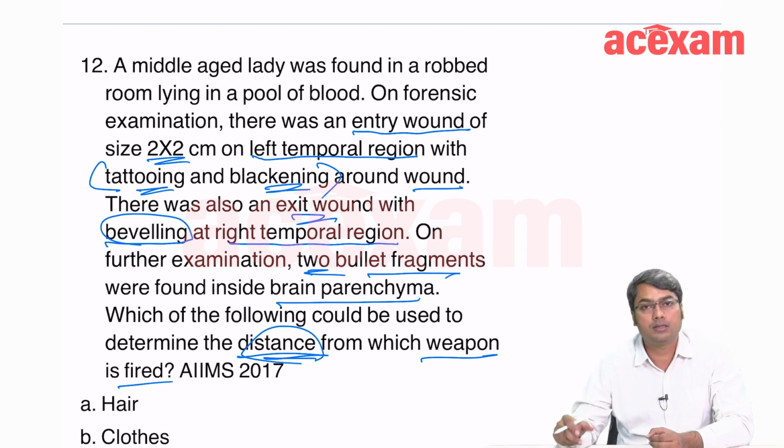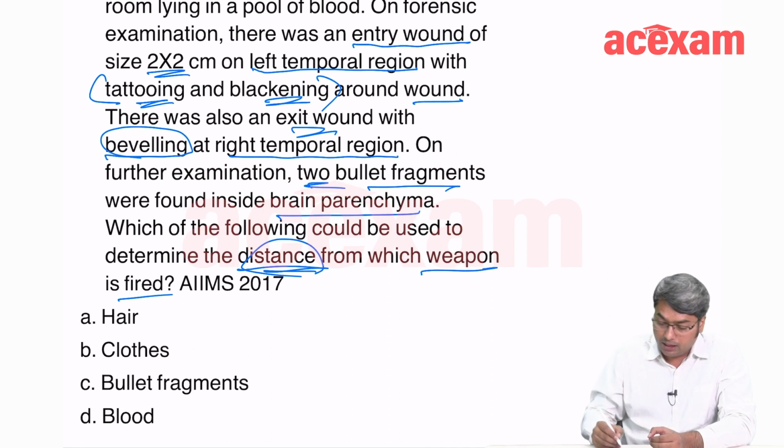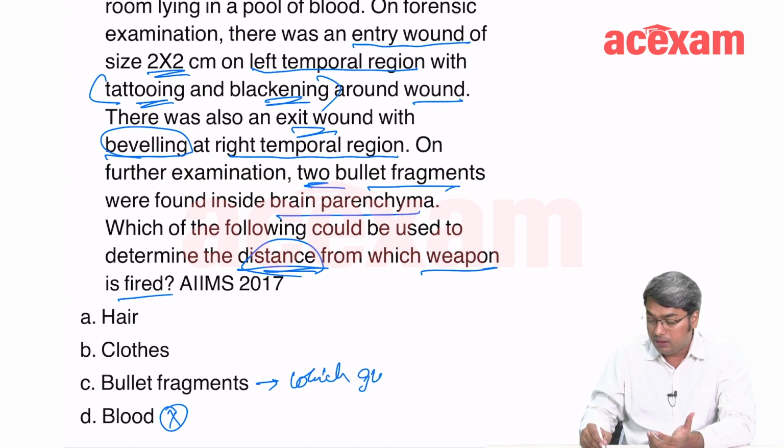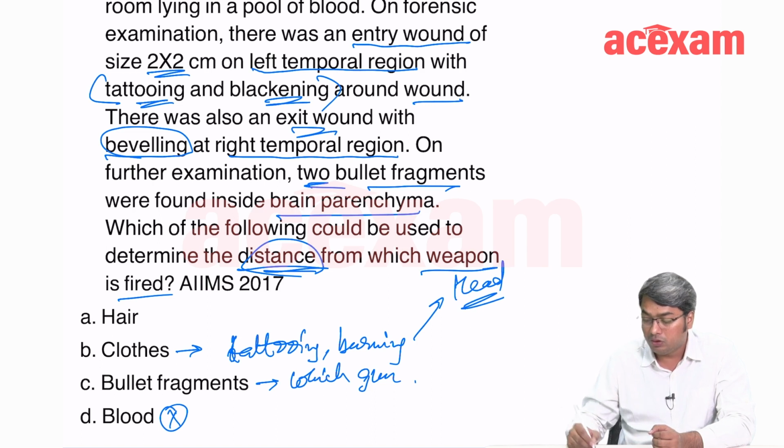I want to know the distance. So, the options are hair, clothes, bullet fragments, blood. We cannot know the distance from the blood. Bullet fragments can help us to identify which gun the bullets were fired from. Clothes may help us to identify whether there is any tattooing or burning in there or not. But this particular injury is on the head. So, no role of clothes.